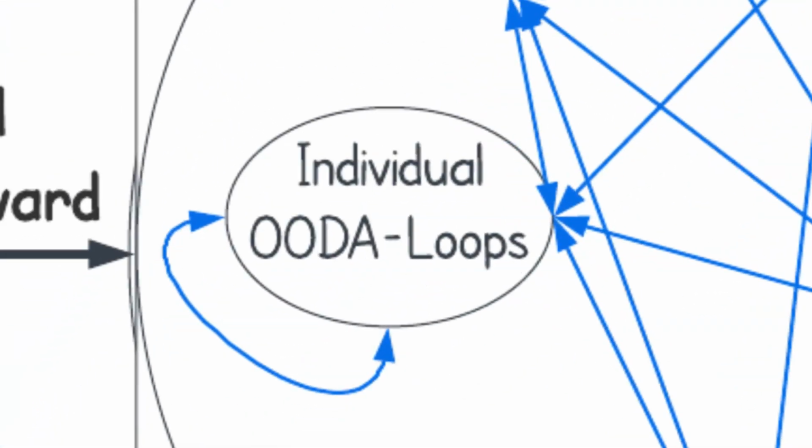These two elements also have a large influence on the third difference. In an organization we have a collection of individual OODA-Loops, that influence the strategy and the culture but, very importantly, also each other.